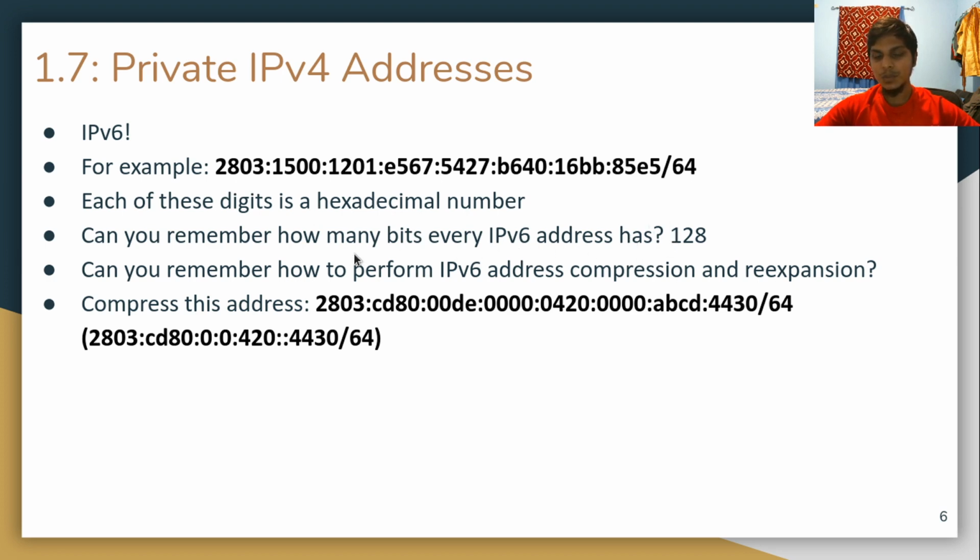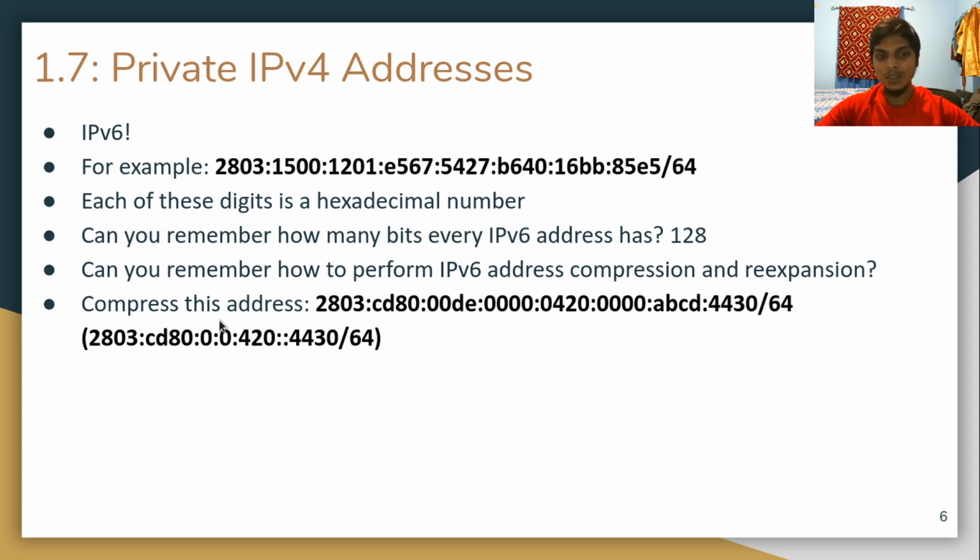So hopefully you can. IPv4 addresses are 32 bits long, which you have to remember for subnetting, because a lot of the math involved in subnetting is based on that 32 bits length. And for IPv6, you need to remember that every IPv6 address has 128 bits. And this is of course important when we compress the address and when we need to re-expand them. We use this principle of 128 bits to re-expand and to fill in the extra zeros that we could have taken out. So can you remember how to perform IPv6 address compression and re-expansion?